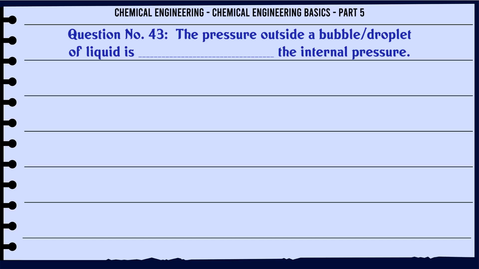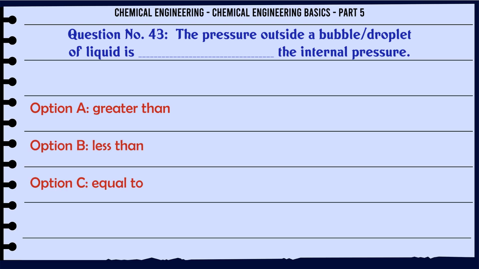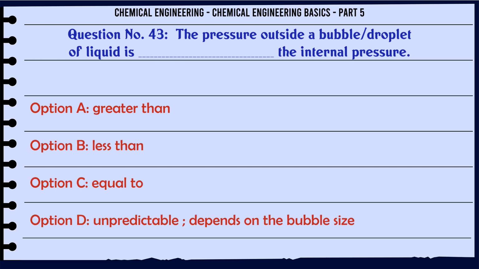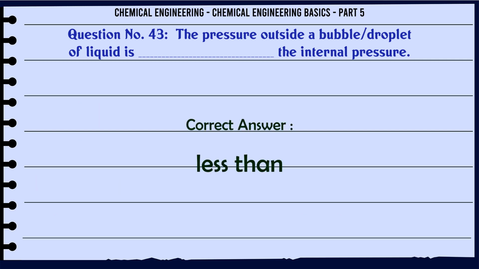The pressure outside a bubble or droplet of liquid is blank the internal pressure. A. greater than, B. less than, C. equal to, D. unpredictable, depends on the bubble size. The correct answer is less than.